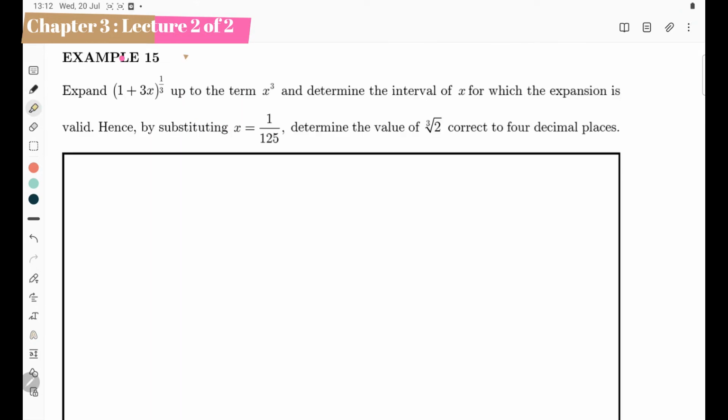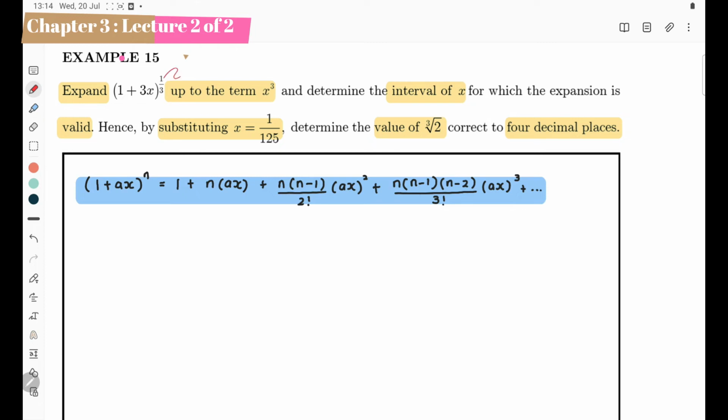We look at example 15. Expand (1 + 3x)^(1/3) up to the term x cubed, and then determine the interval of x for which the expansion is valid. Hence, by substituting x equals 1 over 125, determine the value of the cube root of 2, correct to 4 decimal places.